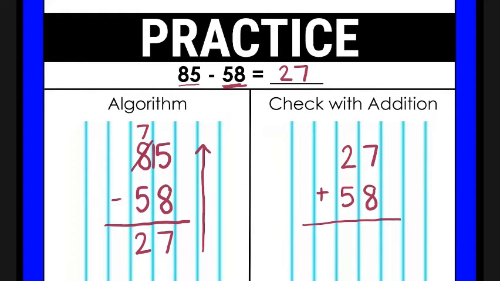So 27 plus 58. So let's start by adding our ones. 7 plus 8 is equal to 15. I have to regroup my 1. Now I have 1 plus 2 plus 5. 1 plus 2 is 3. 3 plus 5 is 8. All right, so now I need to check. Over here I got an answer of 85. Was 85 my minuend? Was it my whole? It was. So that means I got this problem correct.